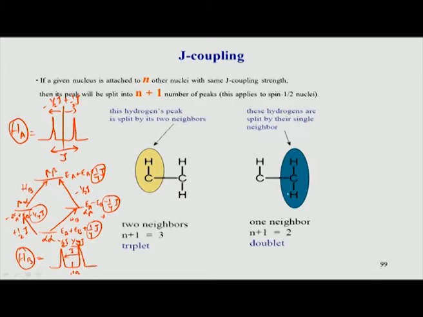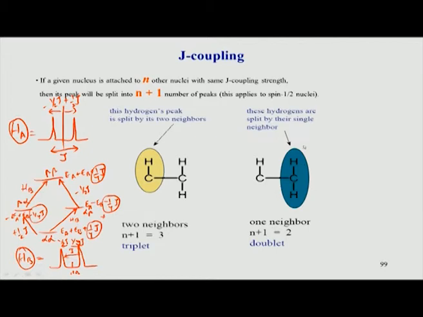Now, these 2 together are coupled only to one hydrogen here. So, if you consider these 2 hydrogens as one unit, then this one unit is coupled by J coupling to only one other hydrogen. That means this unit has one neighbor, and according to the n+1 rule, this unit together will be split into 2.